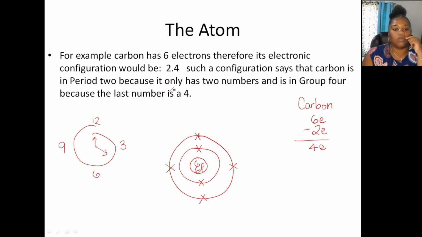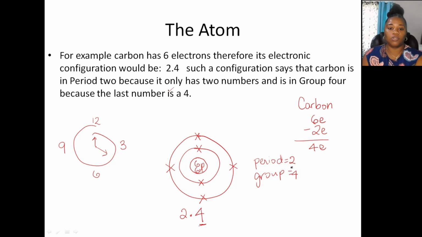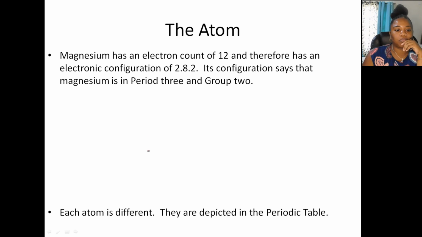Okay? So for this one now, we said the electronic configuration is 2, 4. 2 being the first shell has 2 electrons, and the second shell has 4. And these 2 numbers tell us that carbon is in period 2, and we'll get to that just now. And it's also in group 4. So 2 numerals tell us the period, 1, 2, and the number on the left hand side, the last number, tells us the group, which is 4.